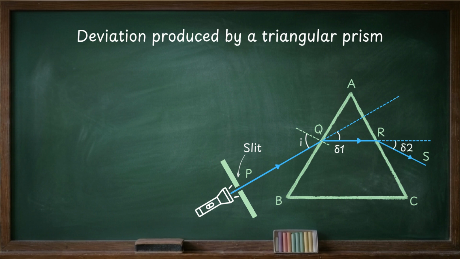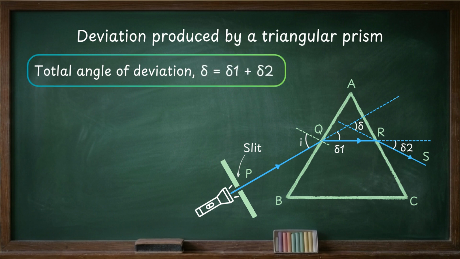Now, if we extend the original path of our incident ray forward and trace our emergent ray backward, they meet to form the total angle of deviation, denoted by the Greek letter delta. Mathematically, the total angle of deviation is simply the sum of both individual bends. Delta equals delta 1 plus delta 2. Make sure you can draw this diagram perfectly for your exam.